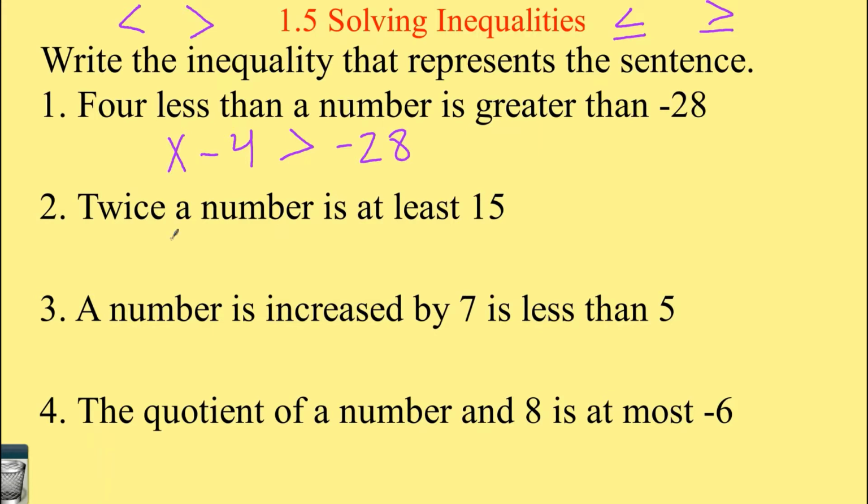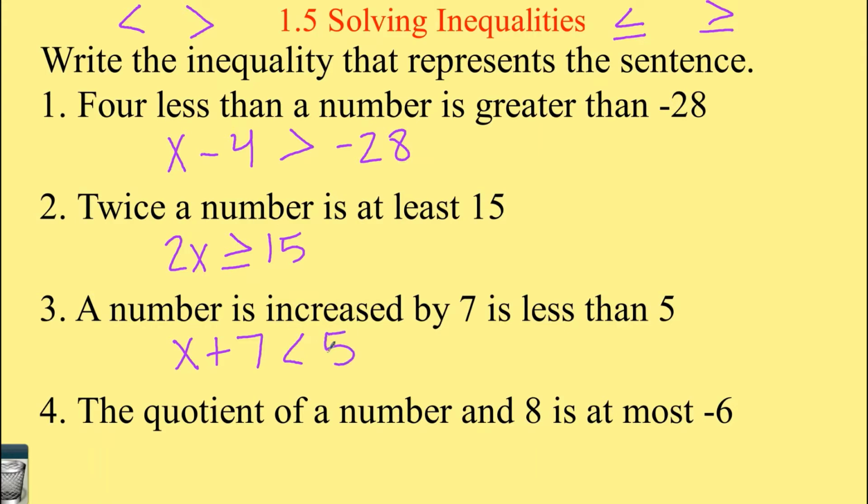Number 2, twice a number, so 2 times some number, is at least 15. So if I say you have to be at least 15 to be in this class, that means you need to be 15 or older. So 2x can be bigger than or equal to 15. Obviously that's not true, but 2 times a number is greater than or equal to 15. Number 3, a number is increased by 7, so some number x. Increase means we're going to add to it by 7, and is less than 5, so less than 5.